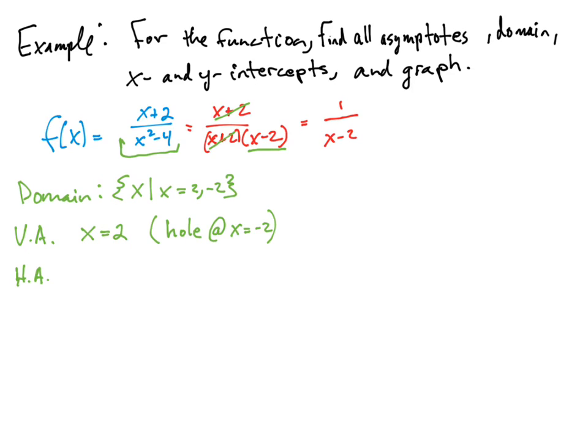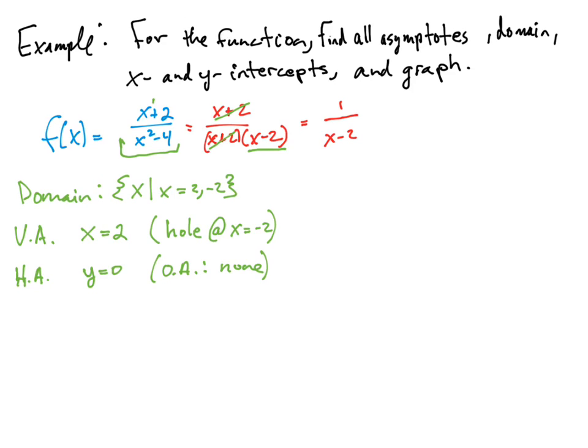For the horizontal asymptote, again, compare the degree of the numerator and the denominator. The degree of the numerator is 1. The degree of the denominator is 2. So when the degree of the numerator is less than the degree of the denominator, we always have the line y equals 0 as the horizontal asymptote. So this tells us there is no oblique asymptote.